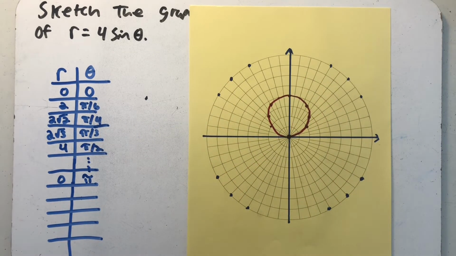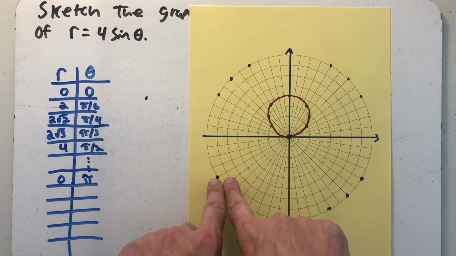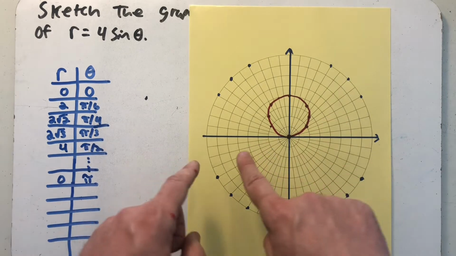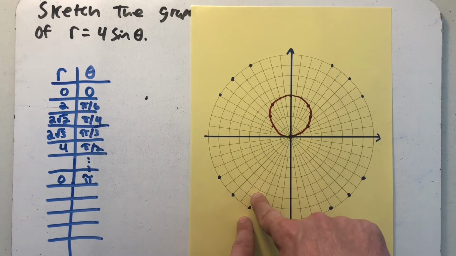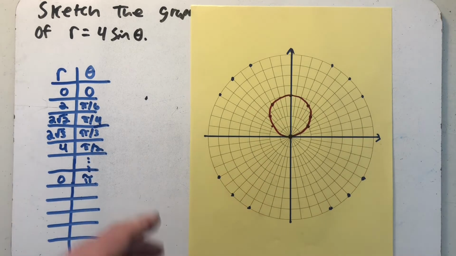Maybe you can pause the video here and just think for a second about what's going to happen as I go through these angles at 7 pi over 6, 5 pi over 4, and 4 pi over 3, and all the way around. Pause the video and just think about it.